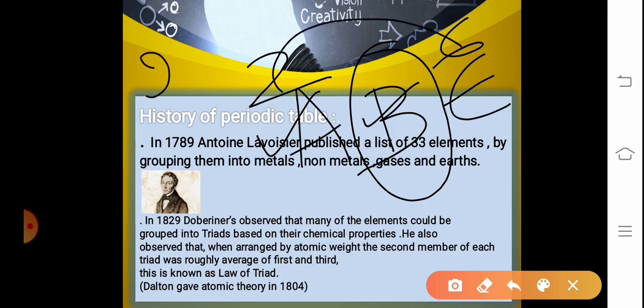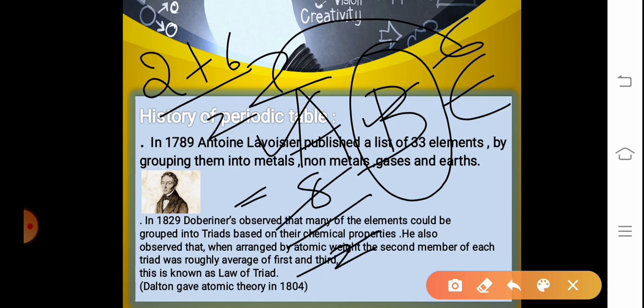How do you know? 2 plus 6, you divide by 2, it is 8 divided by 2, so 2 fours are 8, that is 4. This 4 is the average atomic weight of the middle element. I will discuss this in detail in my further slide when I'm explaining the law of triads. Hope you all are clear, right?